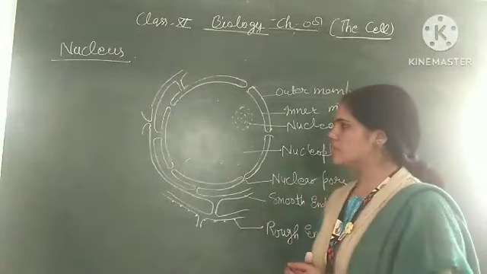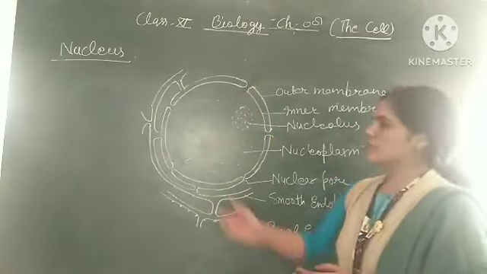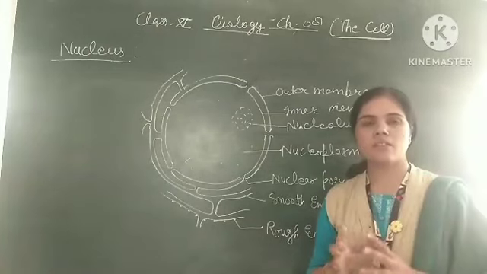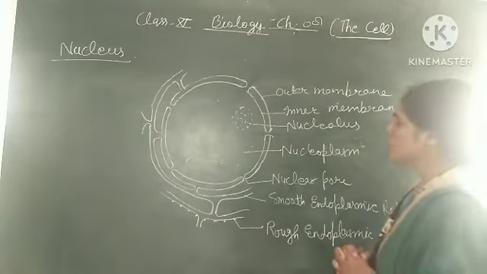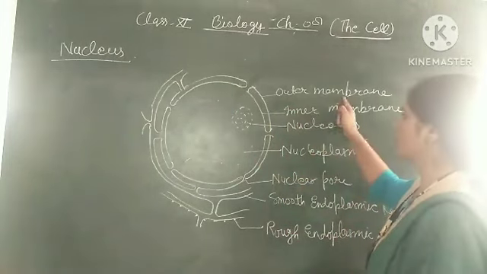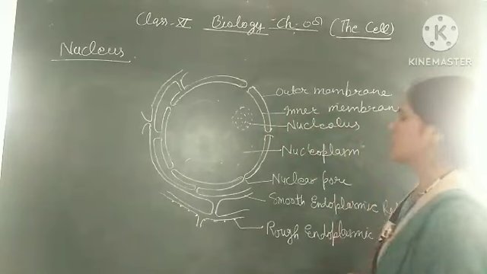This is the nucleus of the cell. A nucleus is a circular structure found inside the cell, and it is also known as the central part, the brain of the cell. The nucleus is made up of double membranes, that is, an outer membrane and an inner membrane.